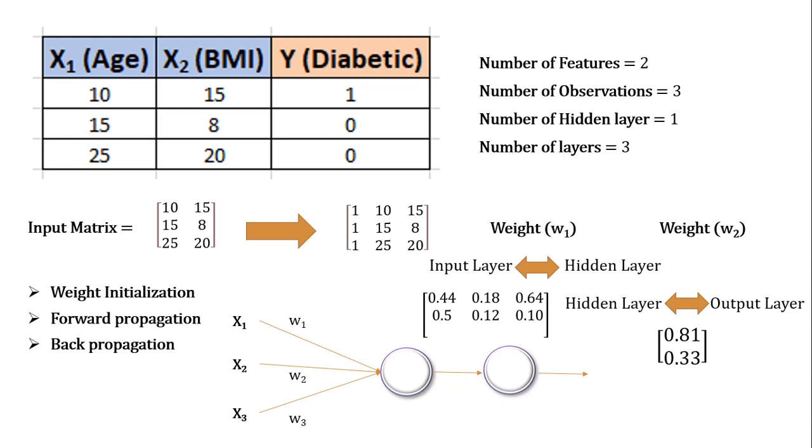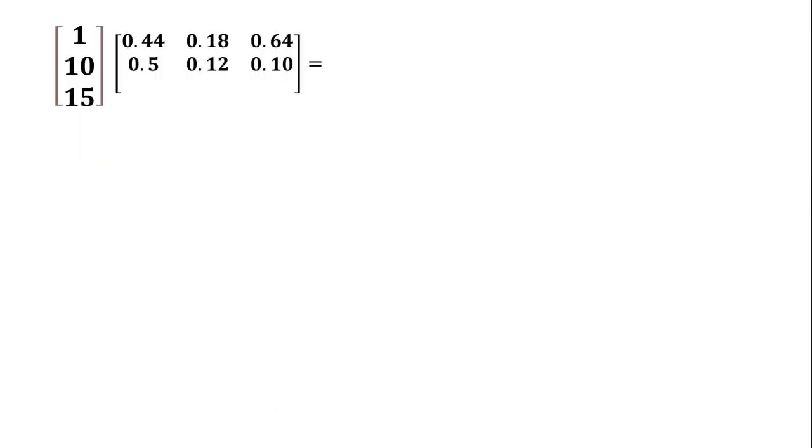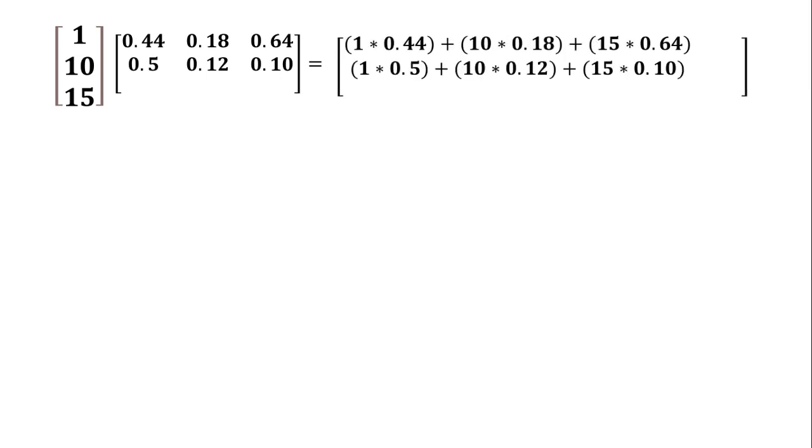So as I have told you, now we will multiply the input feature matrix with the weight matrix. Guys, for simplicity, let's only consider one row of input signal. So I have an input of 1, 10 and 15. Let's multiply this input with the weight matrix as shown on the screen. So now a new matrix will be formed as shown on the screen.